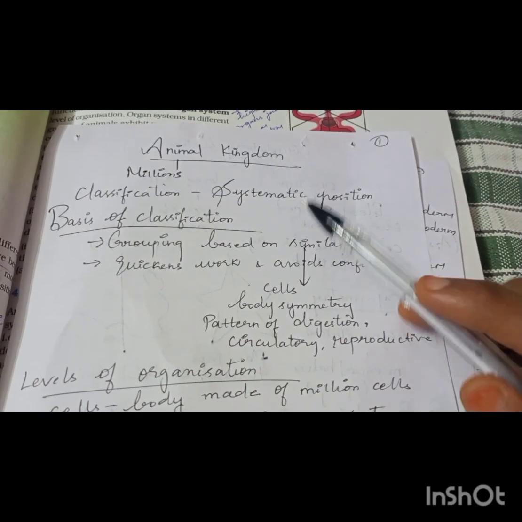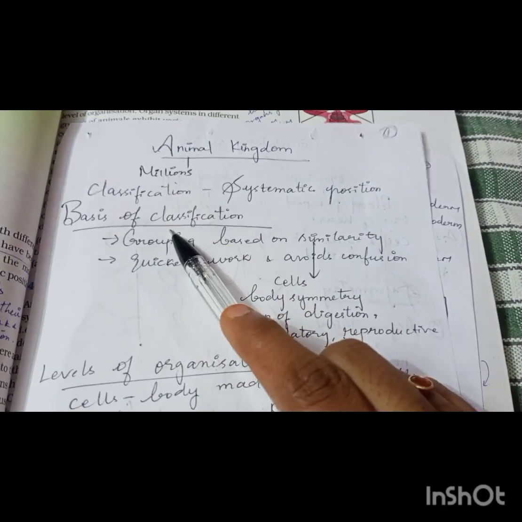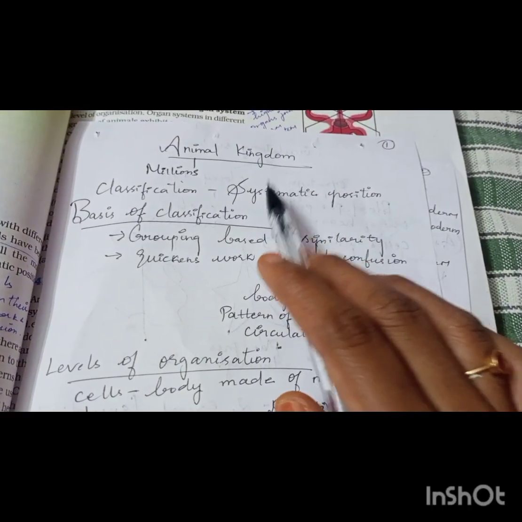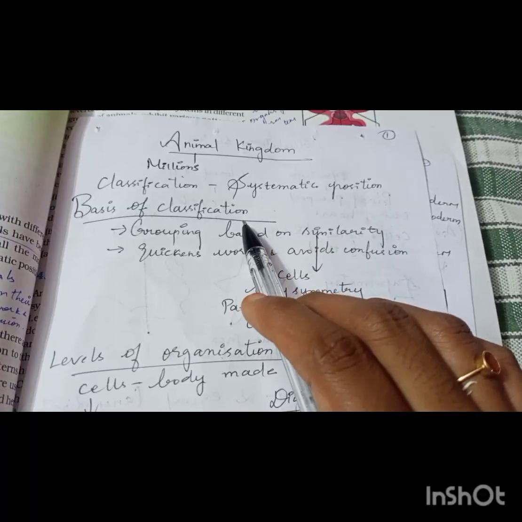In this video, let's discuss the animal kingdom. There are millions of animals on earth. So classifying them and arranging them in a systematic fashion will help in the easy identification of animals. So what are the bases of classification?